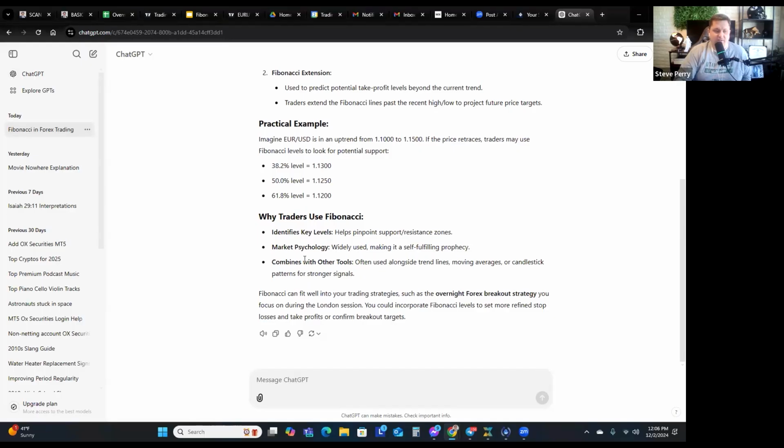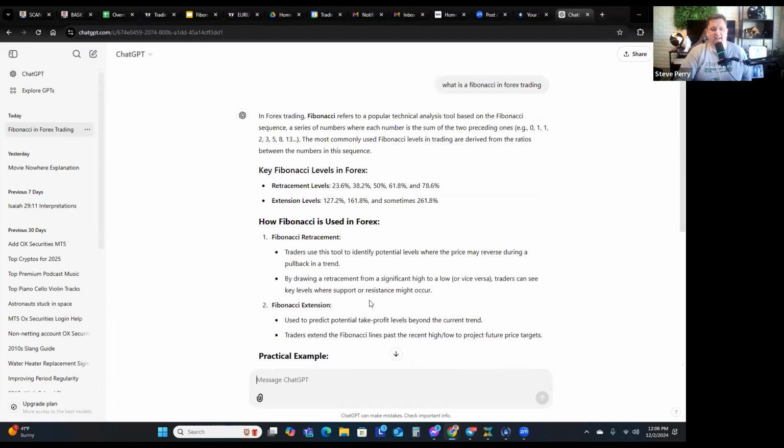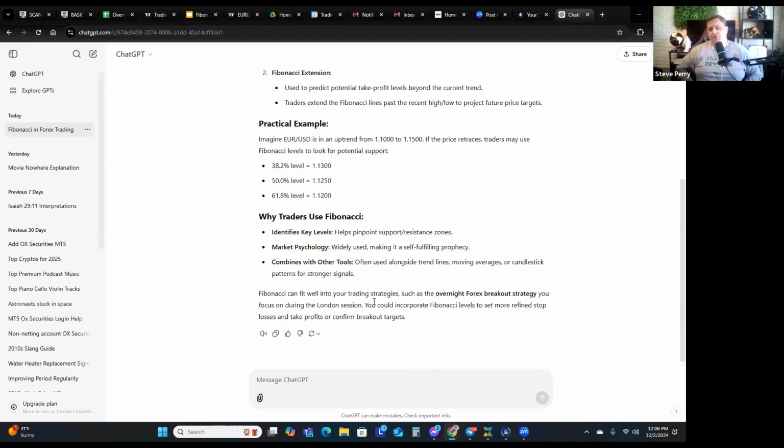Yeah, market psychology is a reason why somebody might use it. Key levels. You can combine it with other tools, and that's something I'll mention too. This is not a standalone tool. You probably shouldn't use the Fibonacci by itself. Usually, it's just a confirmation of what you're already doing.